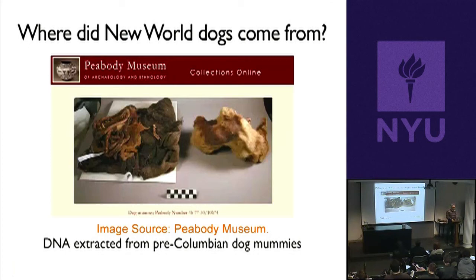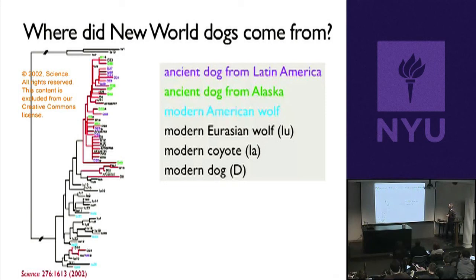You take a bunch of dogs that are relevant here. So you take modern dogs, the same dogs that were in the previous study. Those on this tree are labeled with a D. Modern coyotes are labeled LA from their Latin name. And what you can see is the coyotes again just fall out in a very different part of the tree from all the dog and the wolf sequences, as you would expect. We have modern Eurasian wolves, which are LU, and those are all the black ones here.